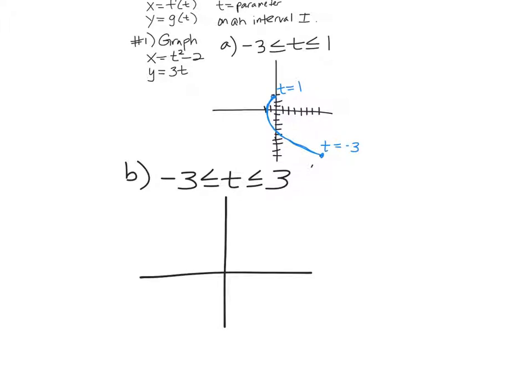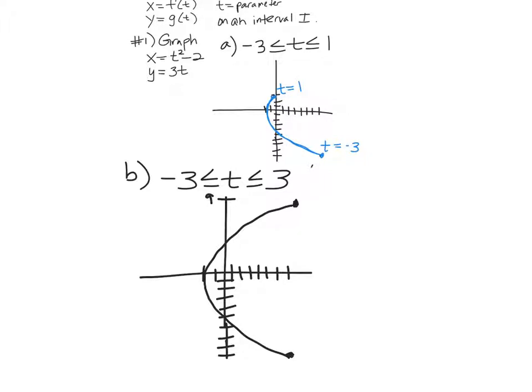So trace, t equals negative 3 gives us that point 7, negative 9. So 1, 2, 3, 4, 5, 6, 7. And then at t equals 0, that was our vertex, which was at negative 2, 0. And then t equals positive 3 is at 7, positive 9. And so your graph looks like this. And that's it. And make sure that you stop.